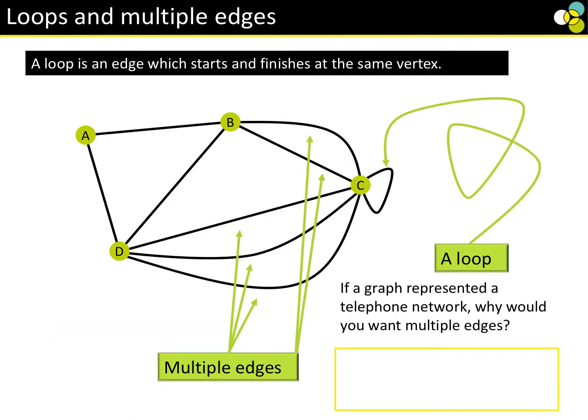Okay, a loop, what we've seen earlier. This is a loop, okay? And we would have a loop in the network, okay? Sometimes we'd have a loop in the network if, for example, this was a telephone network. They can make multiple phone calls simultaneously. That's why we'd have a loop. And we can see here we've got multiple edges, and that's completely fine.